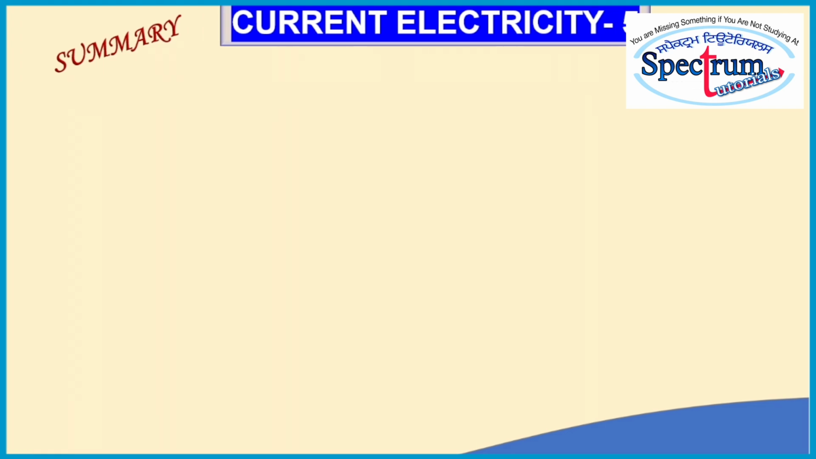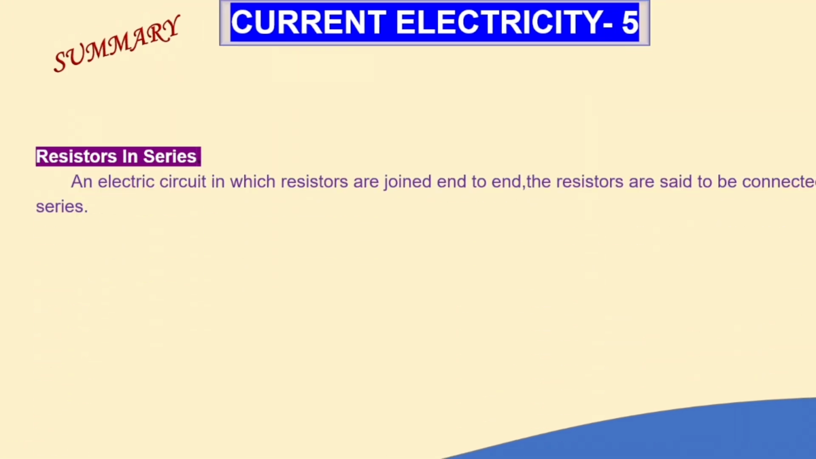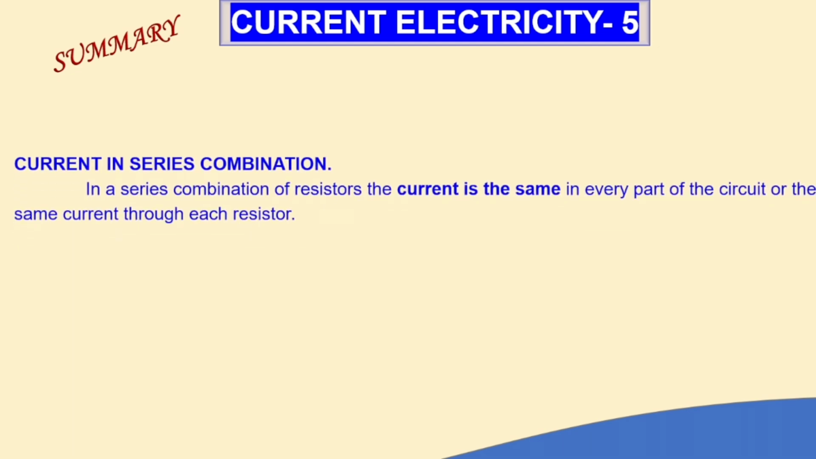Let us revise today's lesson. Resistors in series: an electric circuit in which resistors are joined end to end, the resistors are said to be connected in series. Current in series combination: in a series combination of resistors, the current is same in every part of the circuit or same through each resistor.